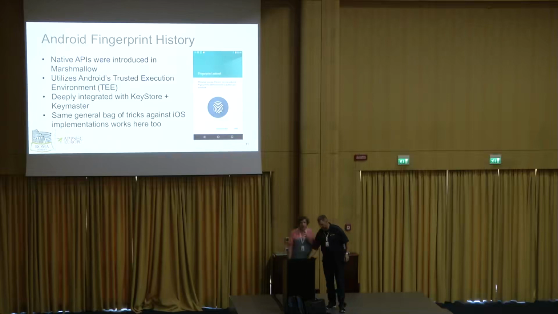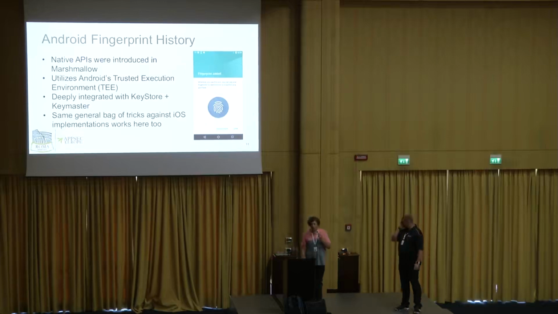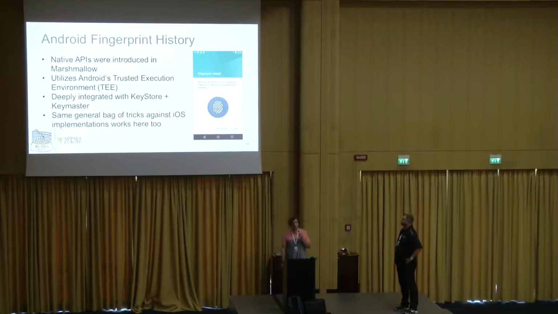And as for Android, Marshmallow is when they first introduced native APIs. So previously before that, Samsung and some other vendors had implementations, but those were device and hardware specific. So in Android 6, Marshmallow is when Android first introduced the native APIs. So unlike Apple, you had programmatic access from day one.